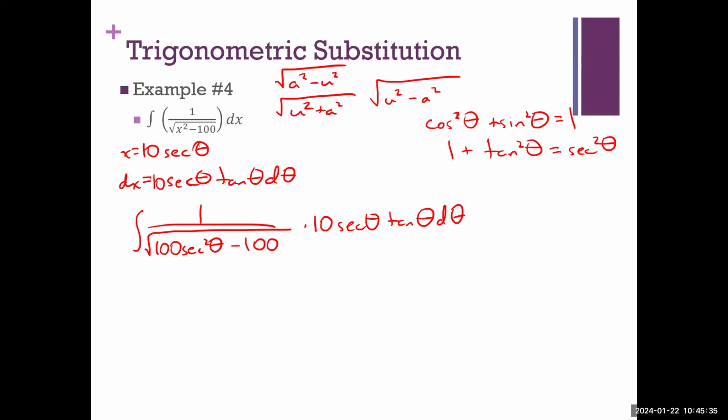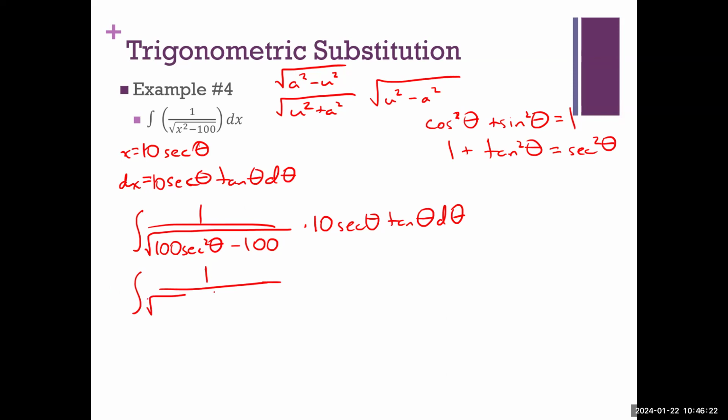Did this help? Is there anything we could do to see if it got us to where we wanted to go? I haven't asked this question in a while, but what's our goal here? What's going to tell us whether or not this substitution worked? If you can cancel out that radical. And what's going to help us cancel out that radical? If it becomes secant squared minus 1, then it would be tangent. Okay.